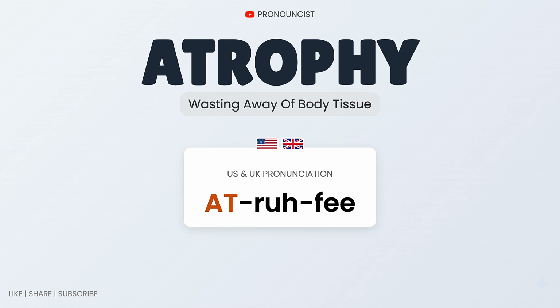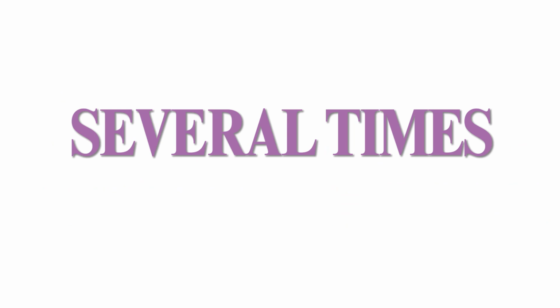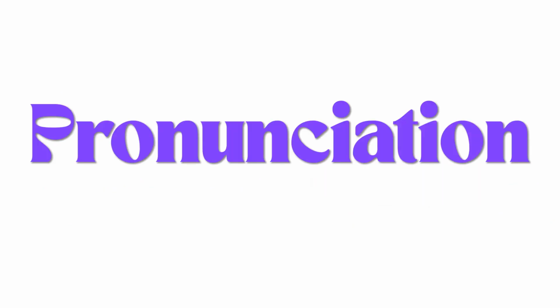At-r-phy. Atrophy. Practice repeatedly and you'll soon be able to say this word perfectly. The best way to practice is to repeat the syllable multiple times. The meaning of the word is wasting away of body tissue. Try repeating this word several times to improve your pronunciation.